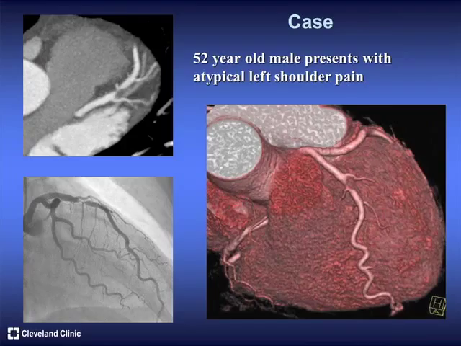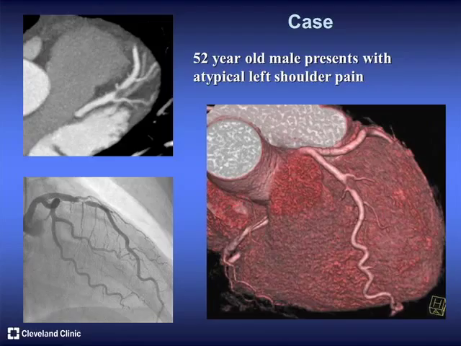Now, I want to show you this case. This was one of the early cases I dealt with. 52-year-old male who presented with atypical left shoulder pain. Basically, look at the CT angio. It shows a very tight mid-LAD lesion, zero calcium. Zero calcium. This is a very tight, non-calcified plaque in this guy.